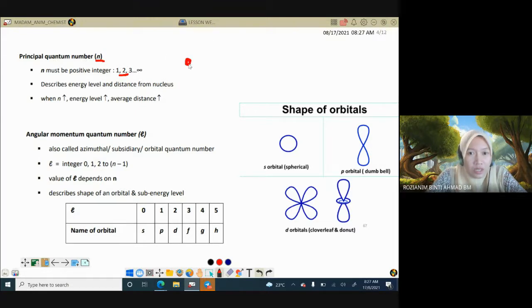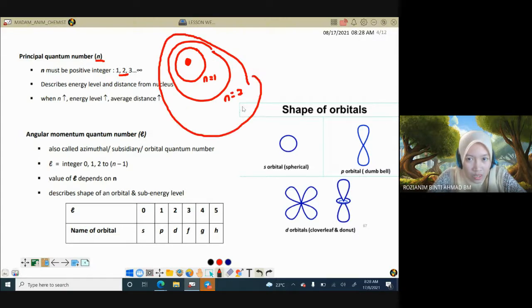So this is a nucleus. This is shell number 1, which means its label is n equal to 1. Shell number 2, n equal to 2, and then shell number 3. So the principal quantum number, we can clarify, is also the number of shell. The purpose now is that you must remember the function of each quantum number. For n, this is the important part: it describes the energy level and the distance from the nucleus.